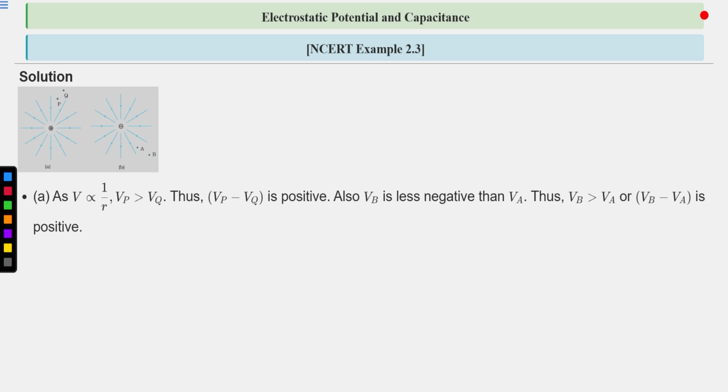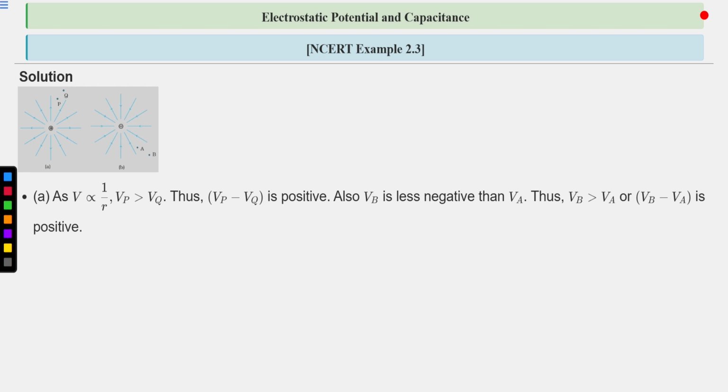So potential at A should be greater, but there is a negative sign, so it is more negative. Potential at A is more negative and potential at B is less negative. So Vb minus Va. Vb is less negative, Va is more negative. Okay, you can take an example here.